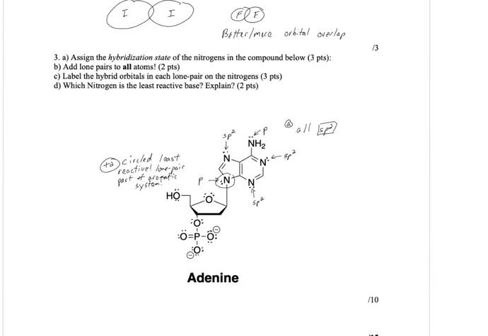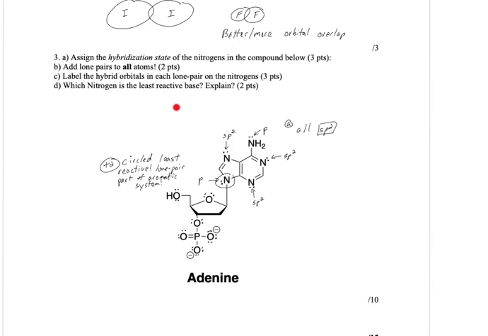So p orbital, sp2, sp2, p, sp2. This is next to a pi bond, so that's why this nitrogen's sp2 and this lone pair is in a p orbital. Anything that's sp2 can't do resonance. So these two can do resonance.